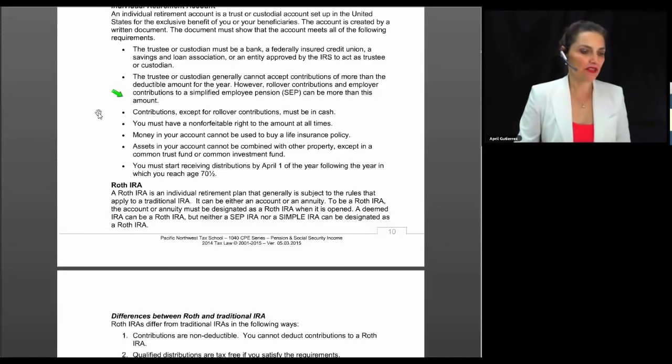Now, contributions to an IRA must be in cash. In other words, you cannot contribute property to an IRA. You have to contribute cash to the IRA. But once that IRA has cash, it can use the cash to purchase other assets. You must have a non-forfeitable right to the amount at all times. In other words, there can't be a penalty where you lose some of your benefits for distributing them early.